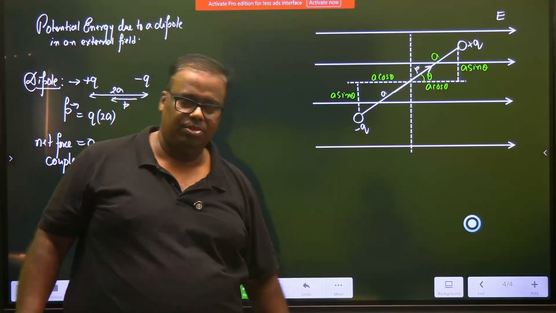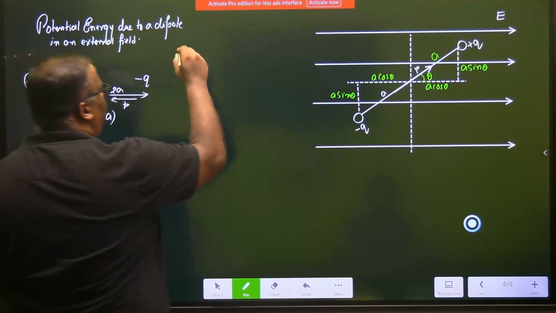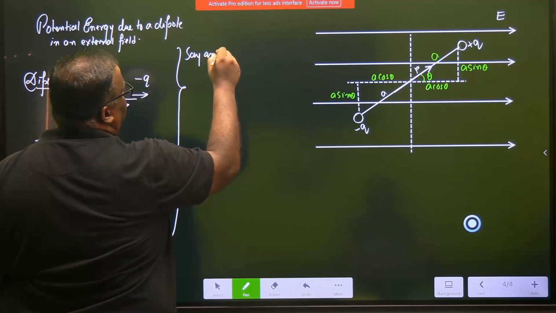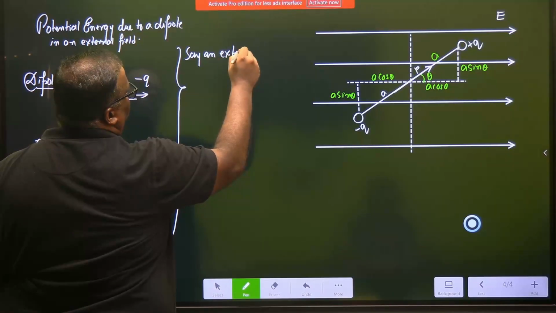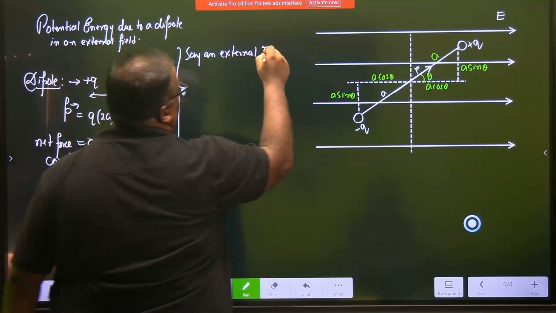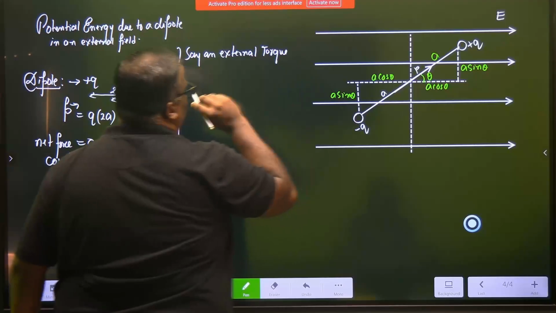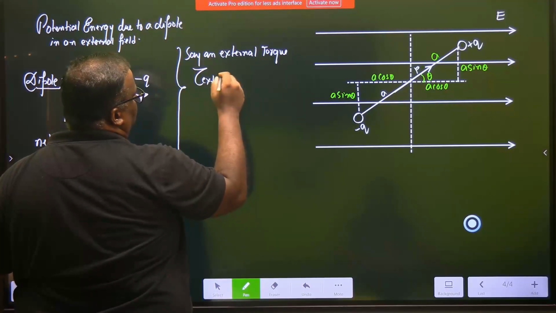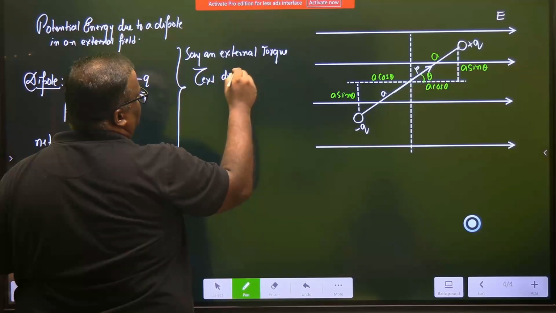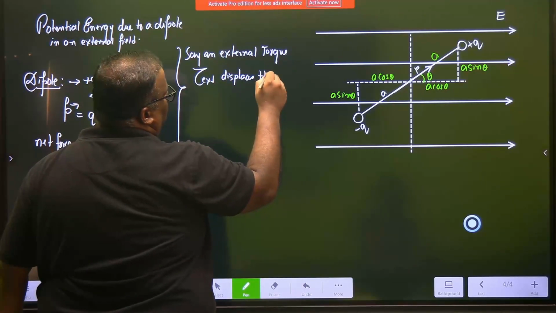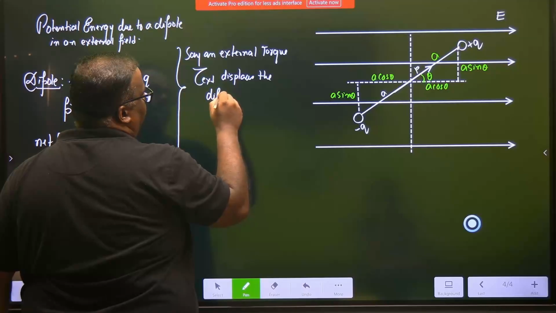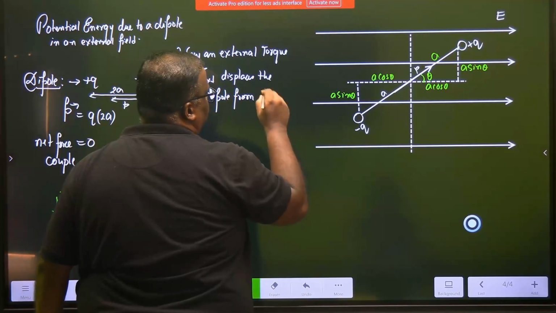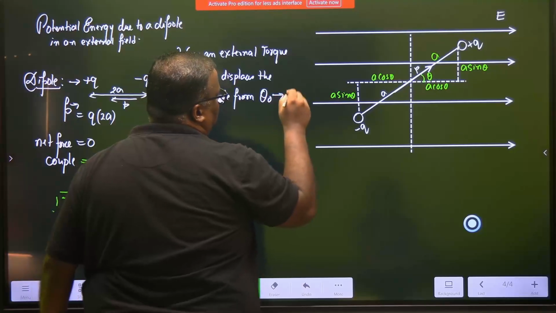Is this clear? Now what we will do, we will say an external torque, tau external, displaces the dipole from theta 0, some reference, to a point theta.